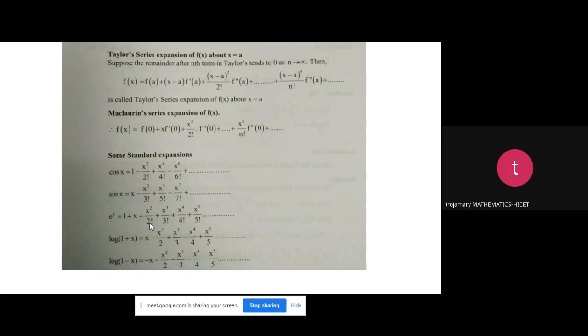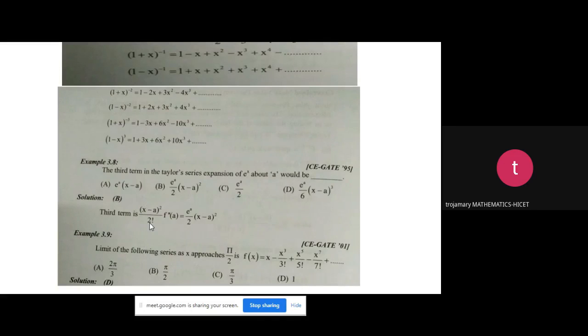Log 1 plus x: x minus x squared by 2 plus x cube by 3 minus x power 4 by 4 plus etc., alternating plus and minus. Log of 1 minus x: minus x, minus x squared by 2, minus x cube by 3, everything minus, so minus x power 4 by 4, etc.